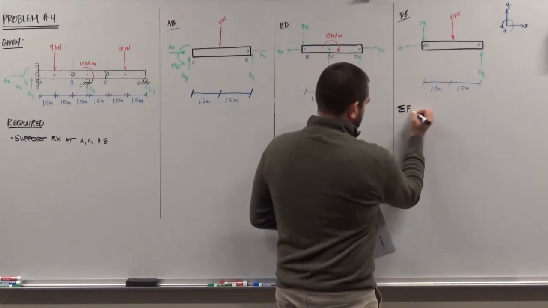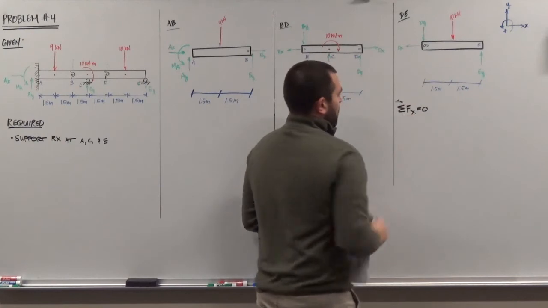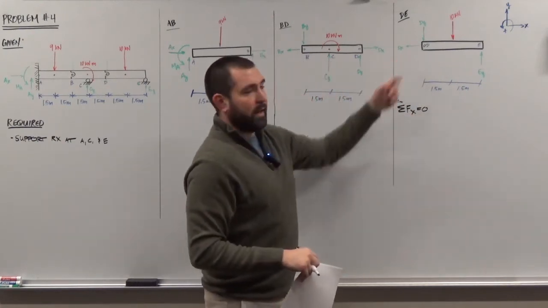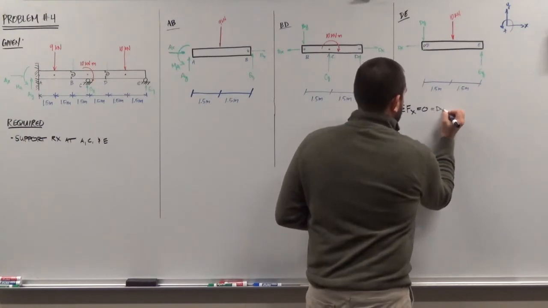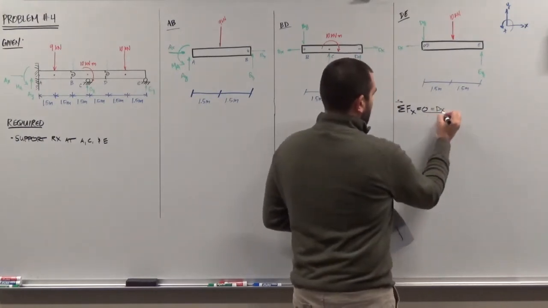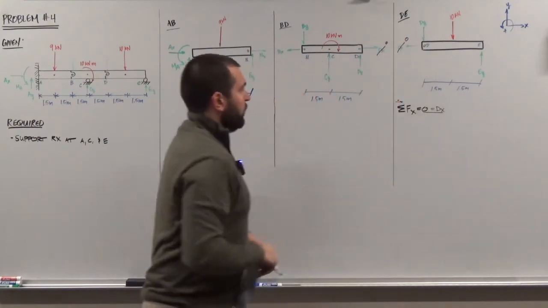The sum of the forces in the x is equal to 0. And the only horizontal force that I have here is this Dx. And so I get that Dx is equal to 0. All right, that means that Dx here is equal to 0. Dx over here will also be equal to 0.